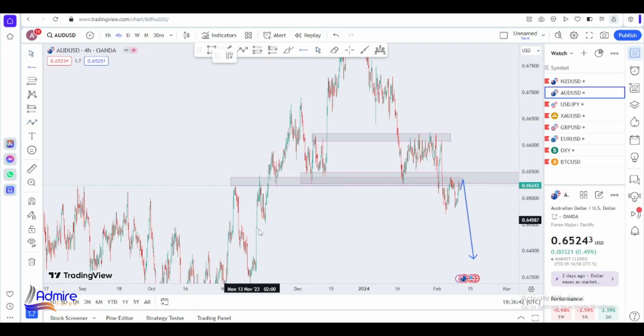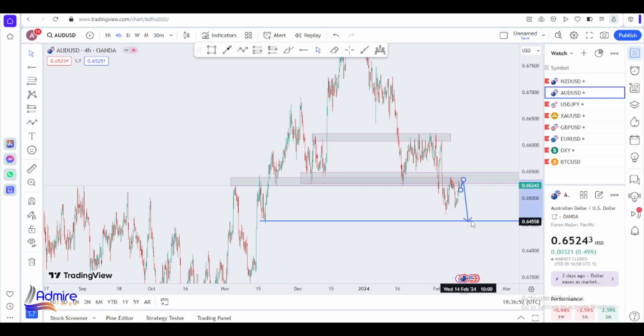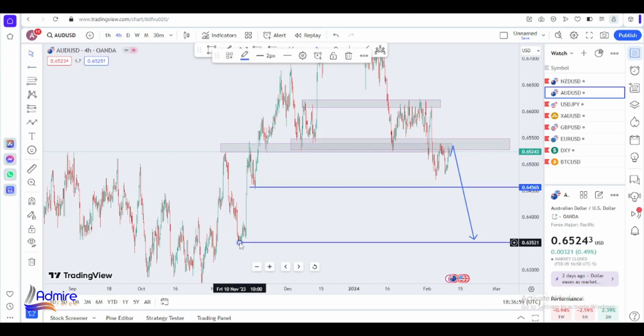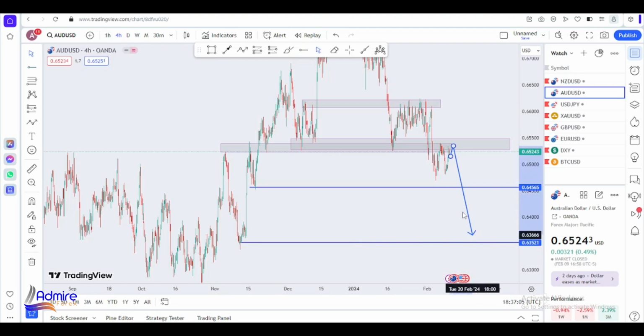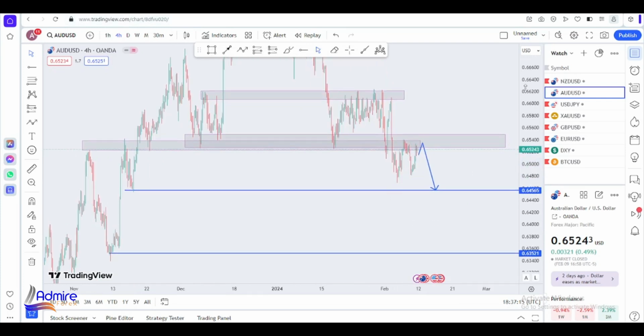We could target this support area, which is our zero, the blue line there, our 0.6436 area first. Then we can go all the way to the downside, let's place a line there, of our 0.6352 area. So one level after the other. So for next week, we'll be targeting this area first.